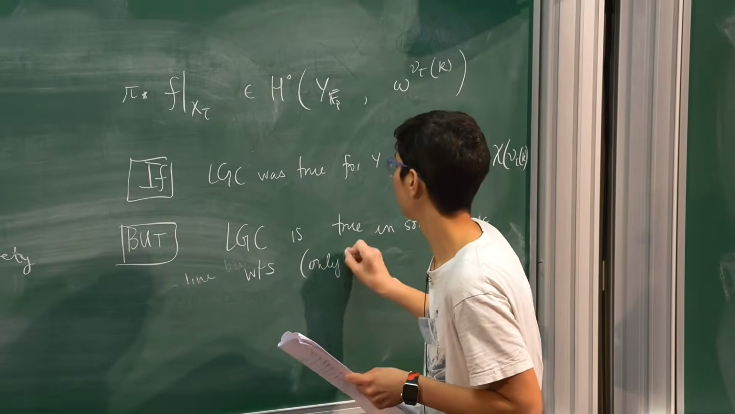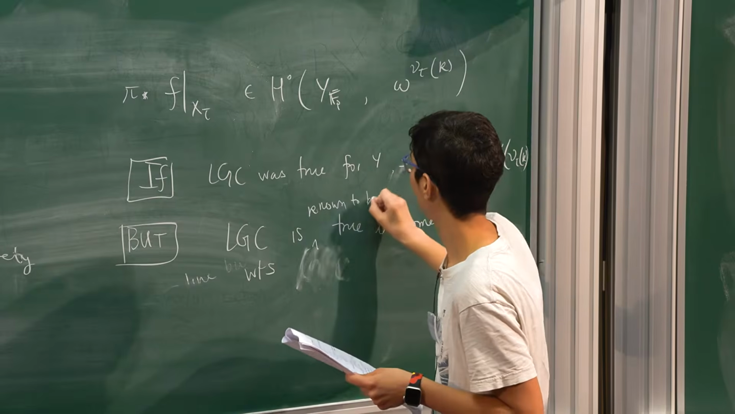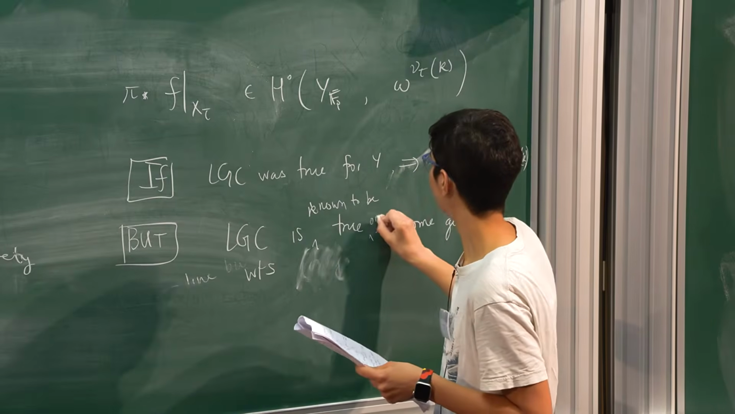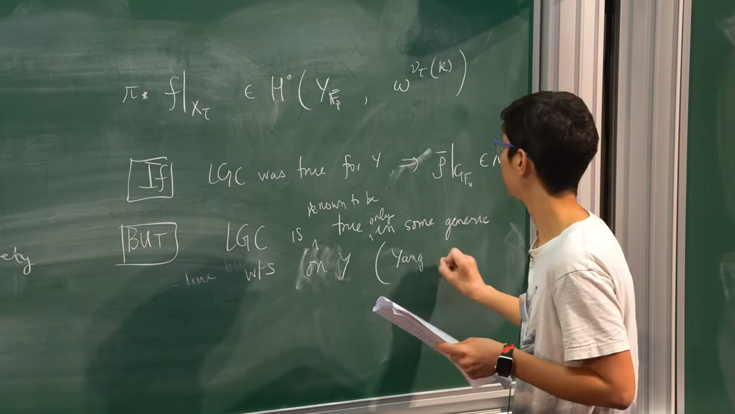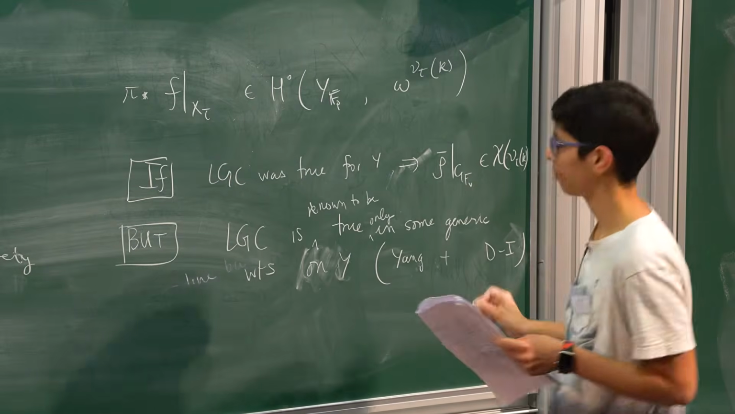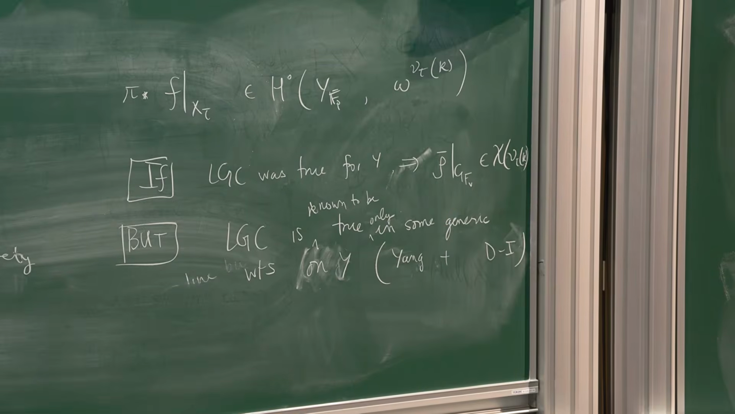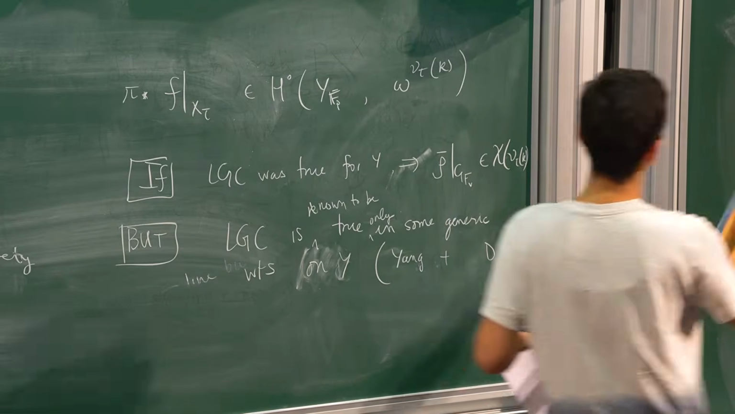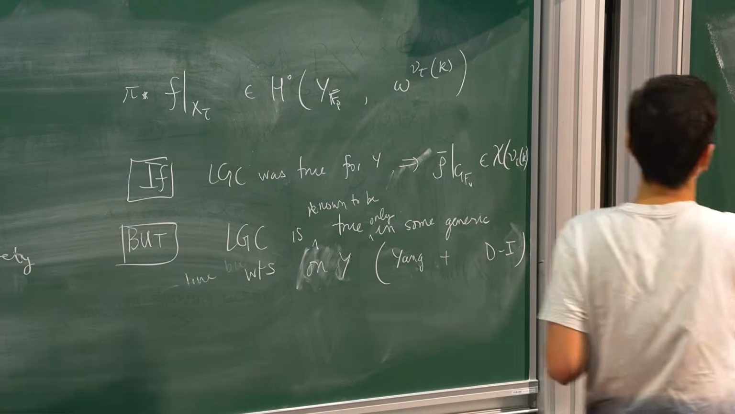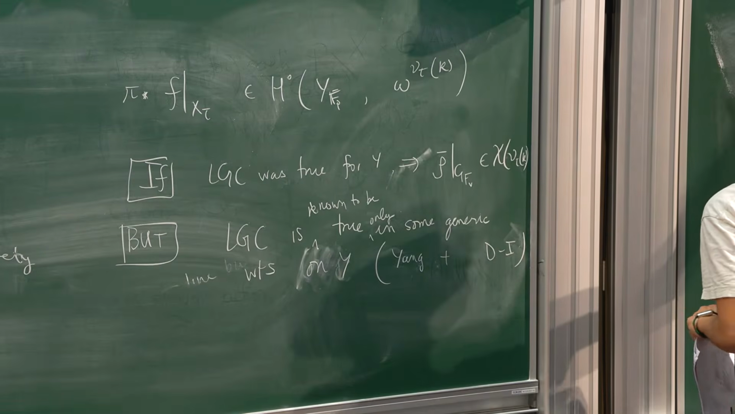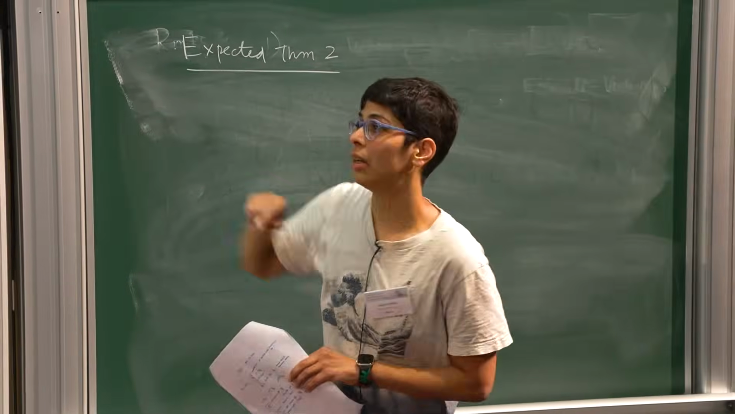Only, and not, well, is known to be true only in some generic weights on Y, again because of Yang and Delaunay-Lucy arguments. Great. So let me state our expected theorem 2. Expected theorem 2 is basically a solution to part 1, the step 1 of that proof strategy.